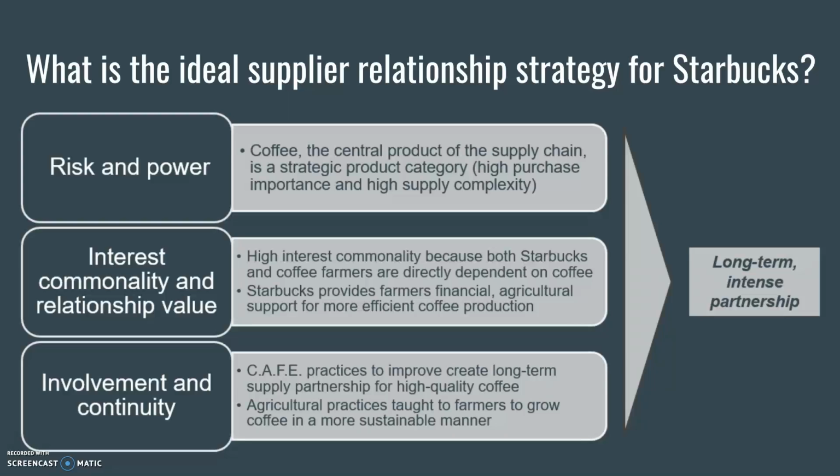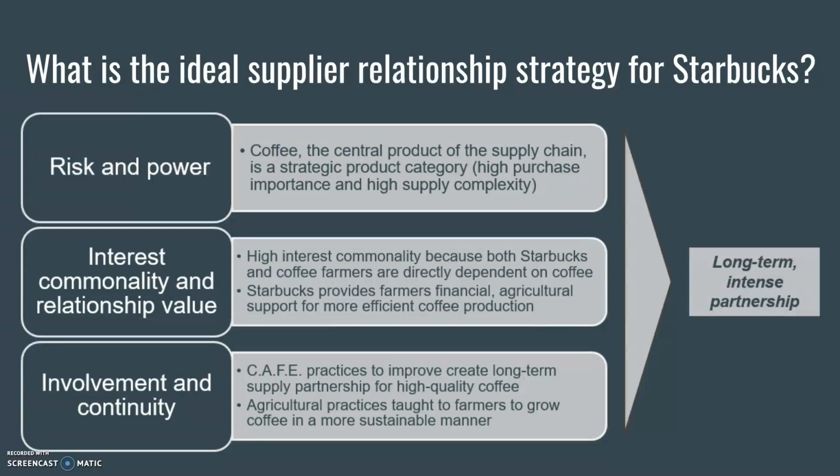Then, we tried to figure out what would be the ideal relationship between Starbucks and its suppliers. To decide on what would be the best strategy, we based our analysis on the 3 portfolio tools that are risk and power, interest, commonality, and relationship value, and involvement and continuity. For the first one, risk and power, since coffee is the central product of the supply chain, the related purchasing decisions are the most risky and powerful of the whole process.